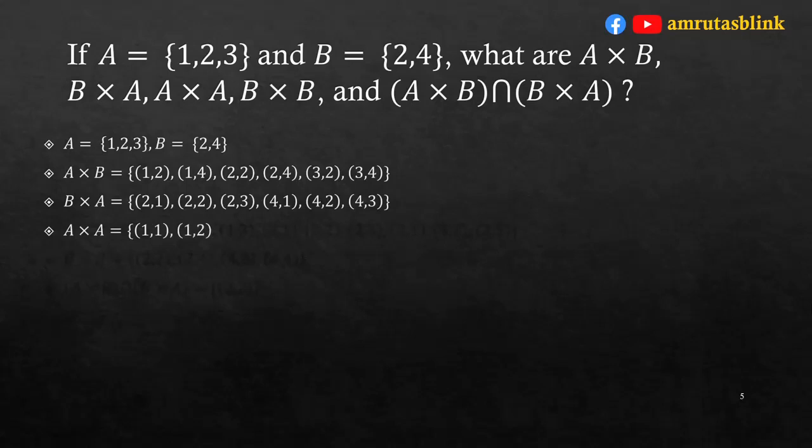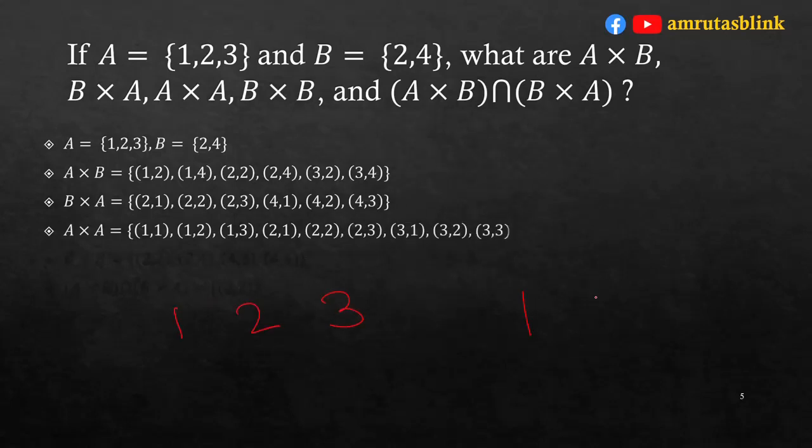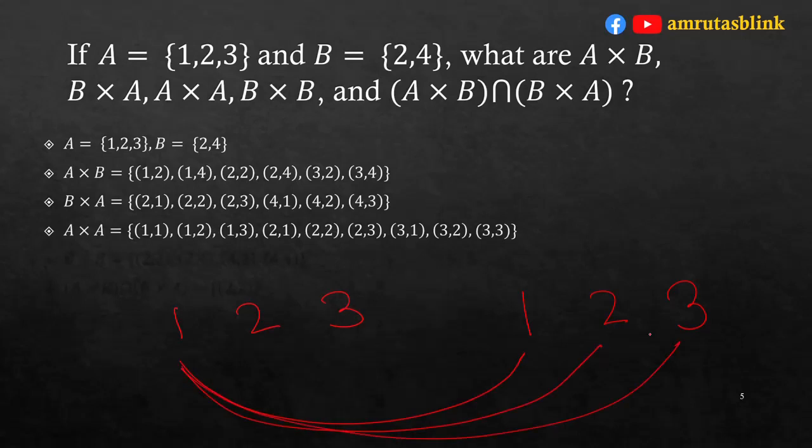Now, in order to find out A Cartesian product A, we'll once again write down all the elements of set A and again all the elements of set A. So, in Cartesian product of A on A, we'll have (1, 1), (1, 2), (1, 3), then (2, 1), (2, 2), (2, 3) and (3, 1), (3, 2) and (3, 3).